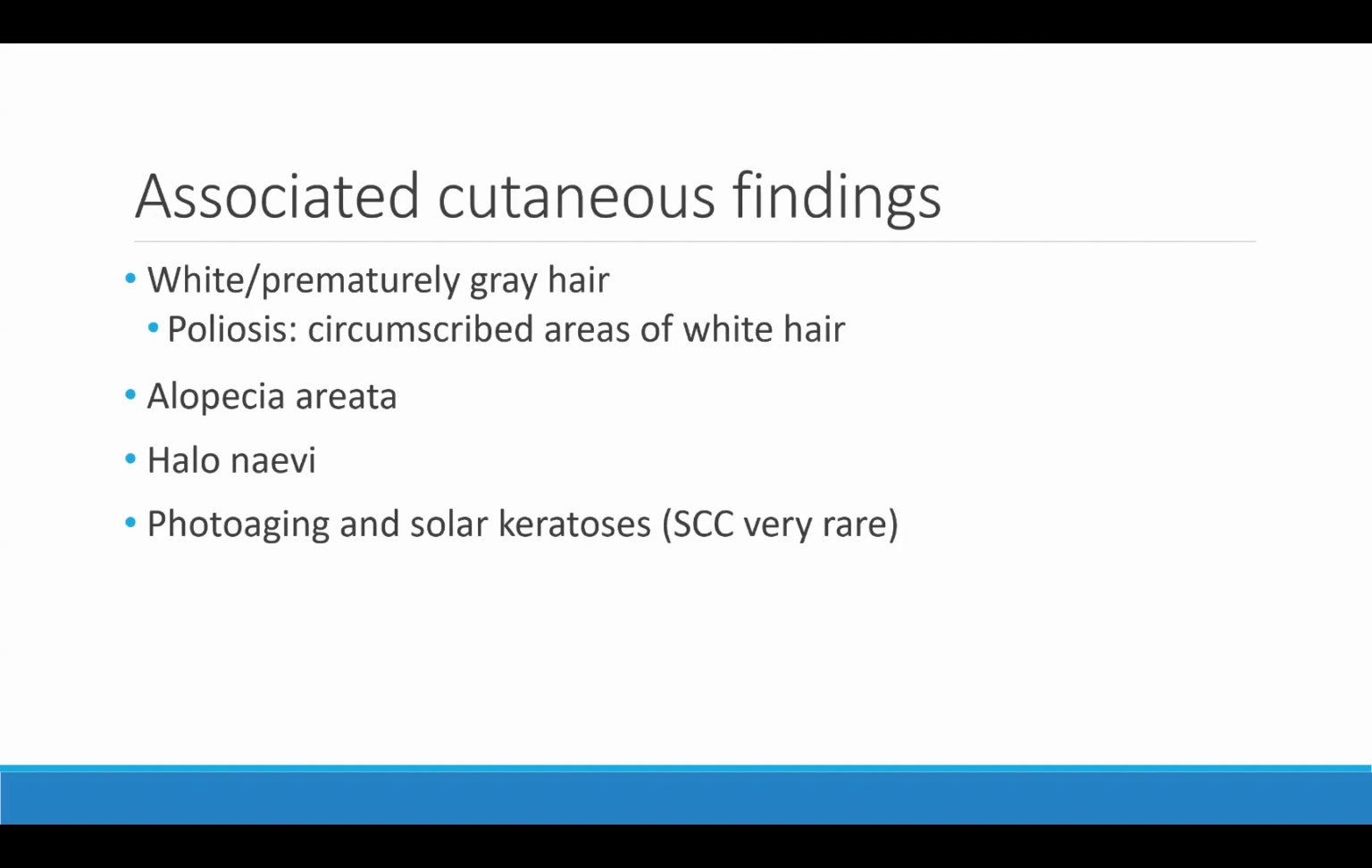Associated cutaneous findings are white or prematurely gray hair. Poliosis is a term that refers to circumscribed areas of white hair. You can also have alopecia areata, halo nevi, photoaging, and solar keratosis. However, squamous cell carcinomas are very rare.